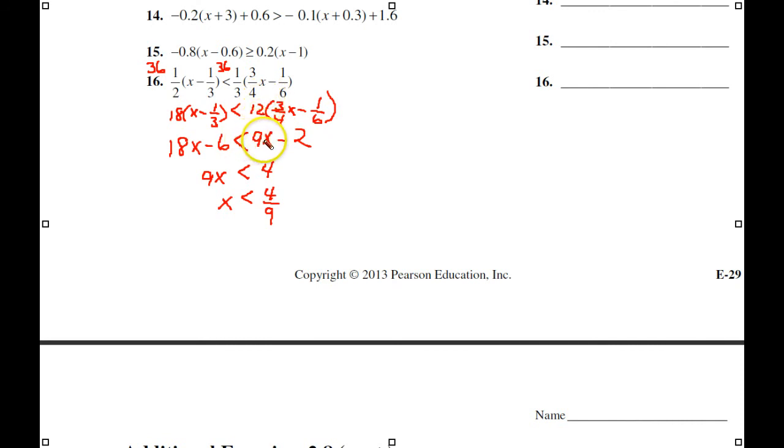So I group like terms, I did, and then I'm going to transpose. So on this side, it becomes a negative 9x, which gives me a 9x. This goes to this side as a positive 6. Minus 2 gives me a 4, and there's my answer.